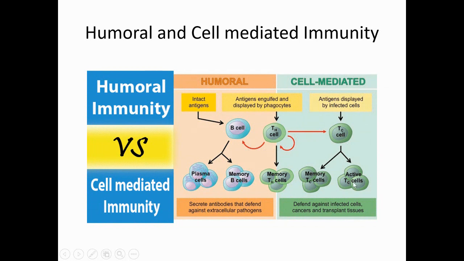The cell-mediated has a delayed response. The humoral has a quick response, and you can see right here the B cells on this side, the plasma cells, the memory cells. Cell-mediated is the T helper and the killer T cells to activate the T cells. They remember the cells. Just keep in mind that we need both to have a proper acquired immunity.